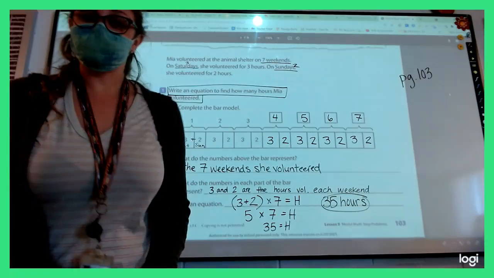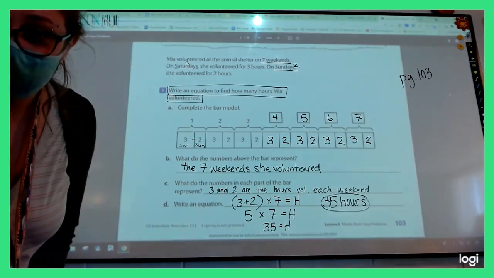All right, friends at home, if you would like to challenge yourself and go on and complete the backside, I would welcome you to do so.